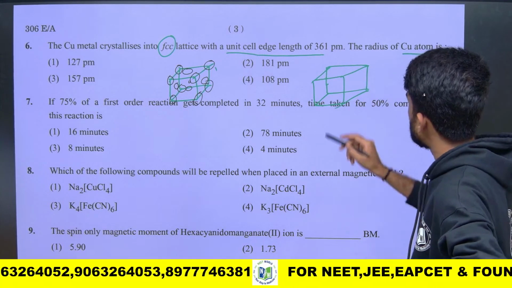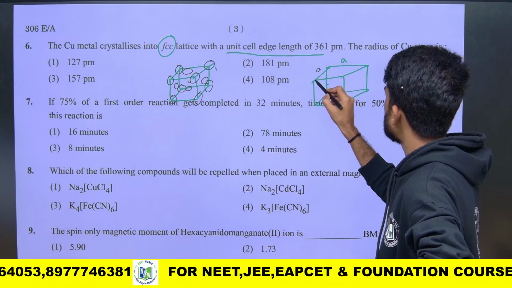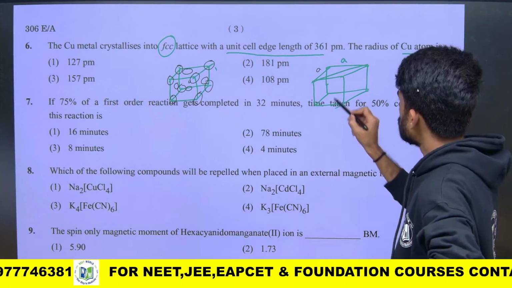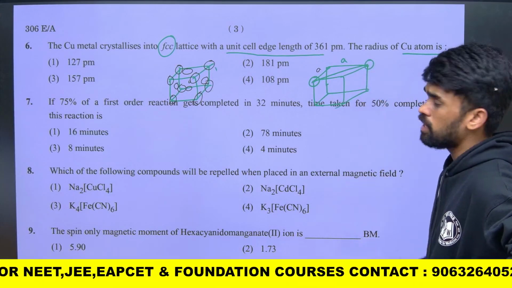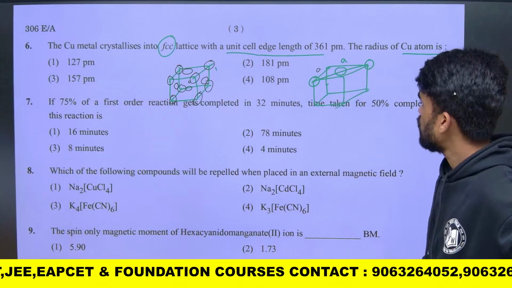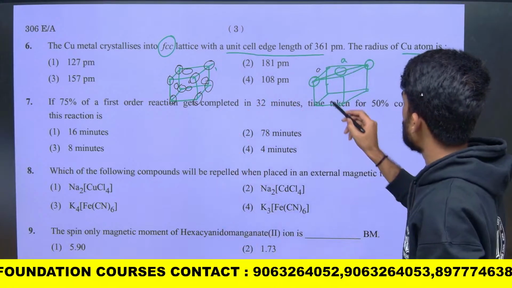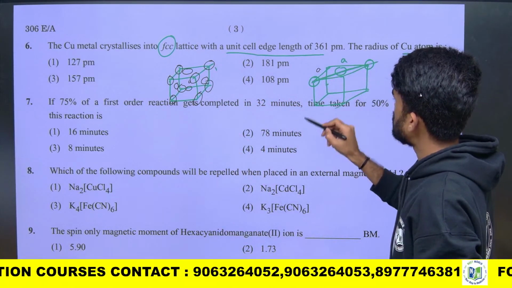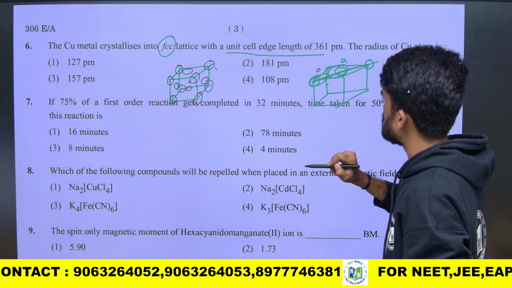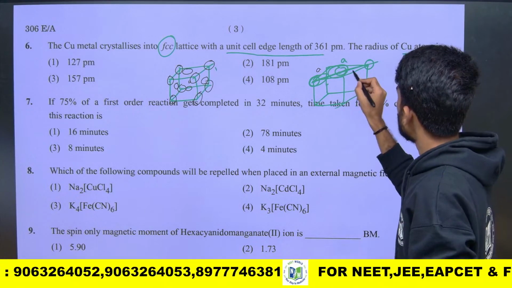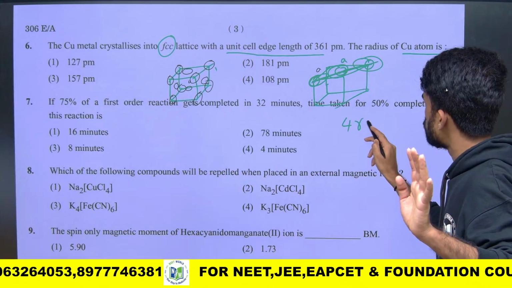What is the edge length they told? This is a, this is also a, all edge lengths are a. Now I am taking a diagonal like this, the face diagonal. On this face diagonal we have one atom at this corner, and also at this corner, and one at the middle. So these 3 atoms will be adjacent to each other. From here to here the radius is r, from here to here 2r, and for the last atom there are a total of 4 r's, 4r equals to.